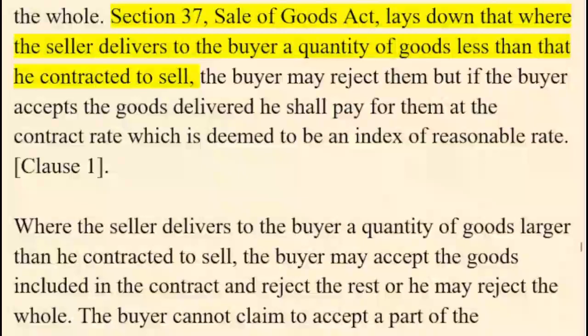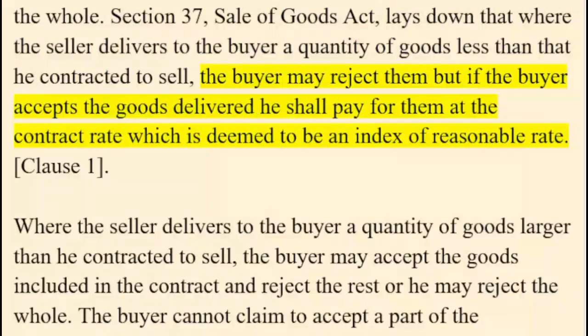Section 37, Sale of Goods Act, lays down that where the seller delivers to the buyer a quantity of goods less than that he contracted to sell, the buyer may reject them, but if the buyer accepts the goods delivered he shall pay for them at the contract rate, which is deemed to be an index of reasonable rate.